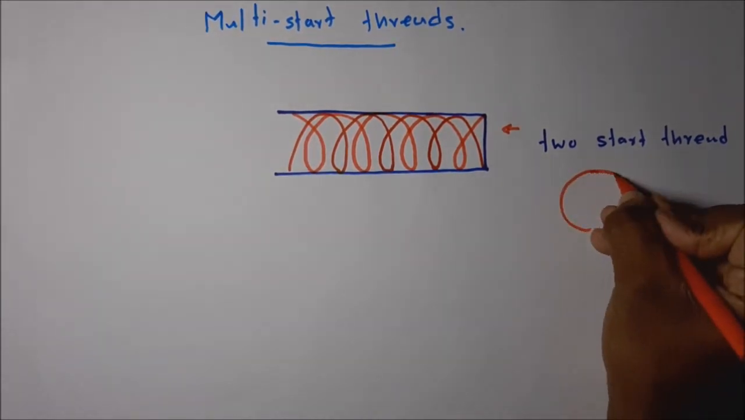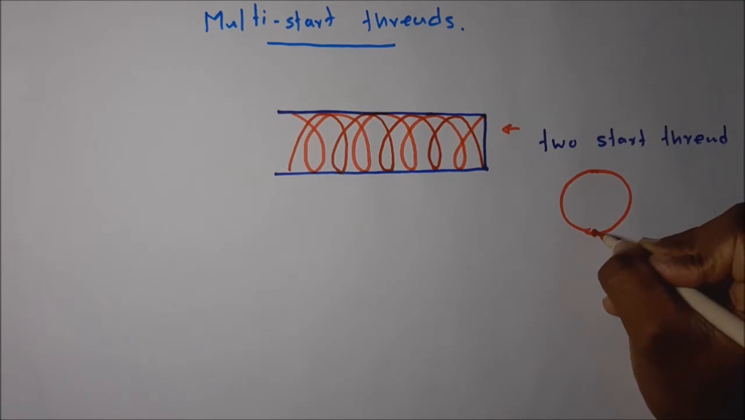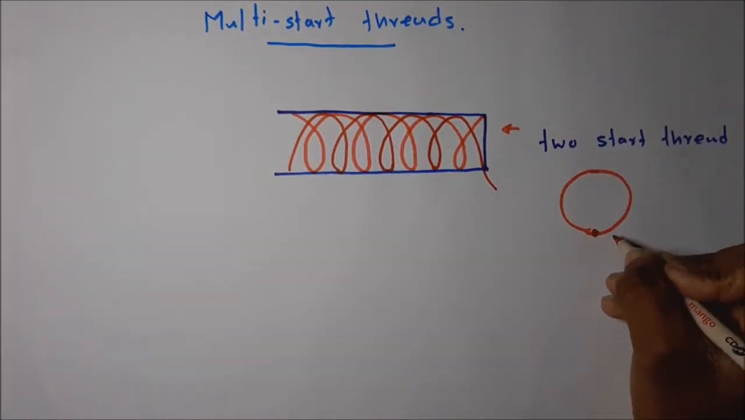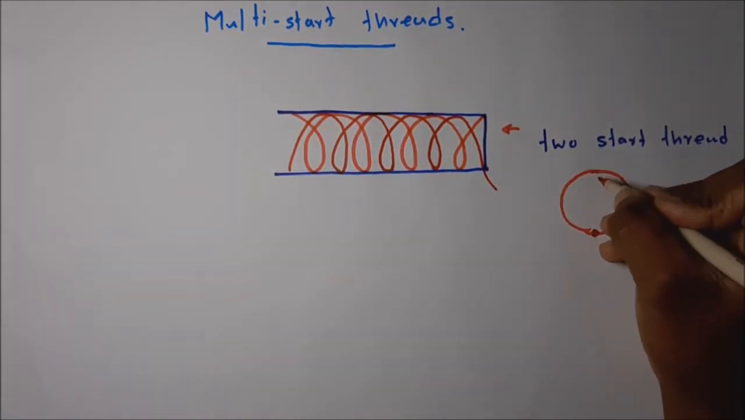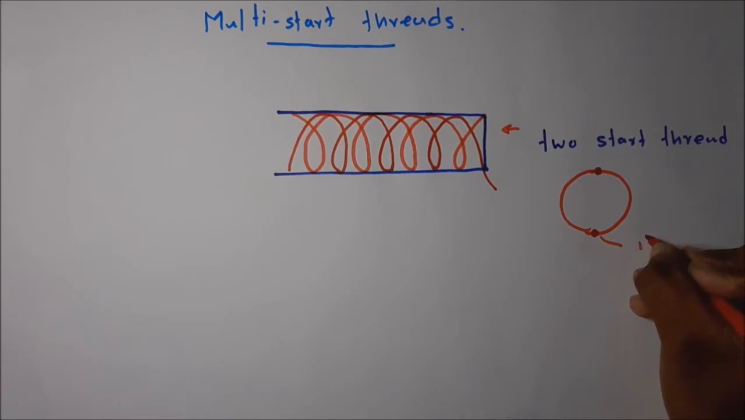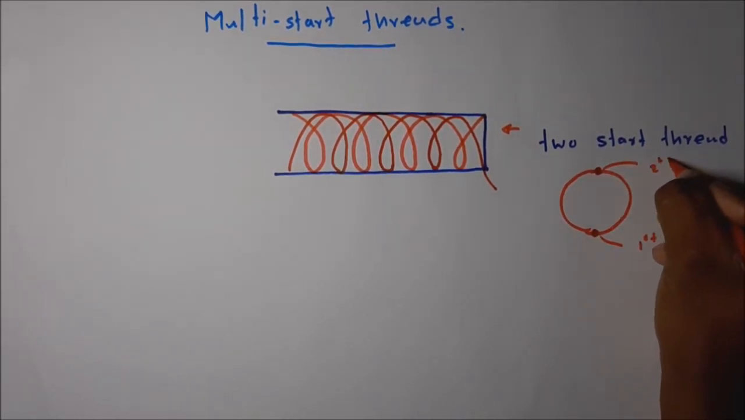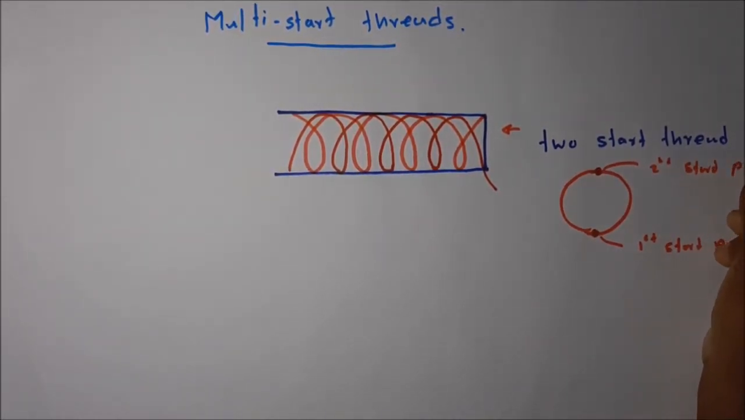the starting point of the two threads. So one is starting from here, this thread, and this is the second start point. Okay, this is the first start point, with the second start point. Consider two starts, that's why it's called the two-star thread.